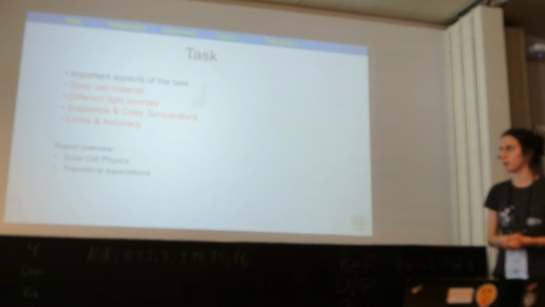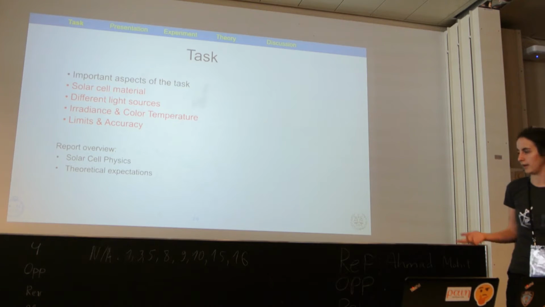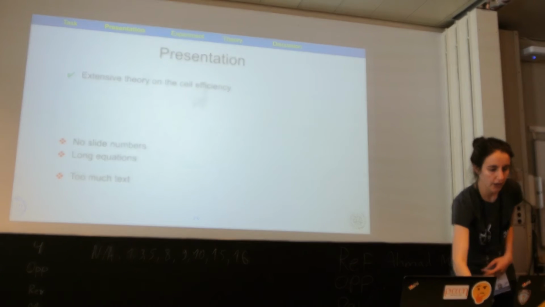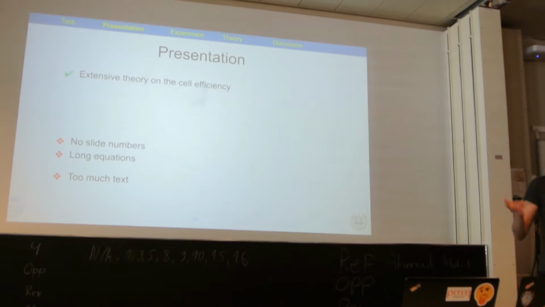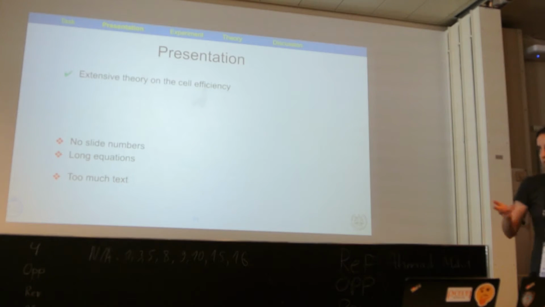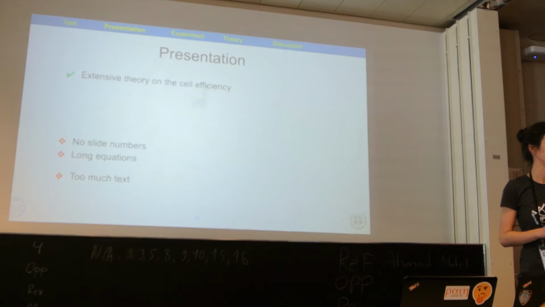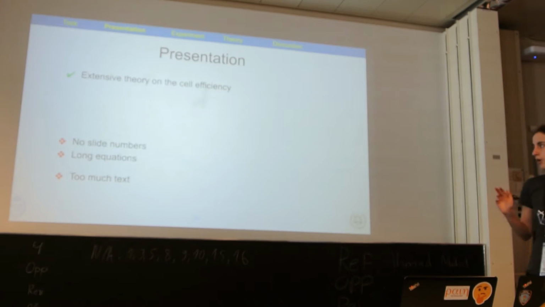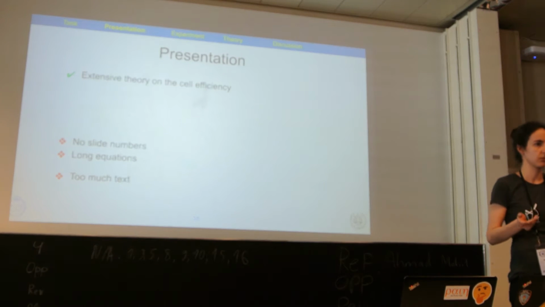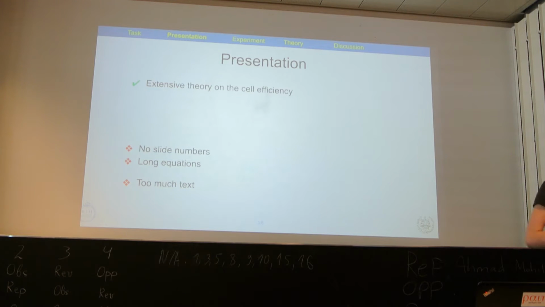What we've seen in the report covered the very basics of solar cell physics and a theoretical expectation on the efficiency. The presentation had some theory with basic explanations which were good to understand. But the problem is the presentation was simply loaded with text and equations, which made it very hard to get where the focus is, or to get any clue on how this could be measured. With no slide numbers, it was hard to refer back to some of the mentioned theory in the clarifying questions.